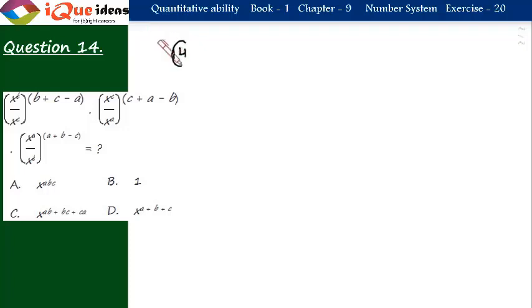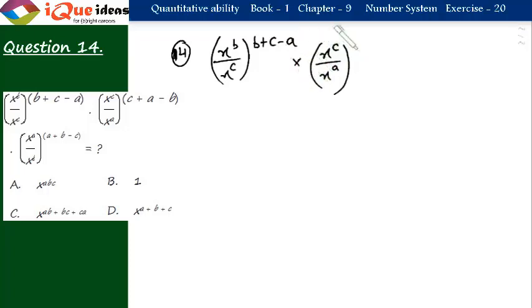Now let's consider the next question, question number 14. It says (x^b / x^c)^(b+c-a) into (x^c / x^a)^(c+a-b) into (x^a / x^b)^(a+b-c).